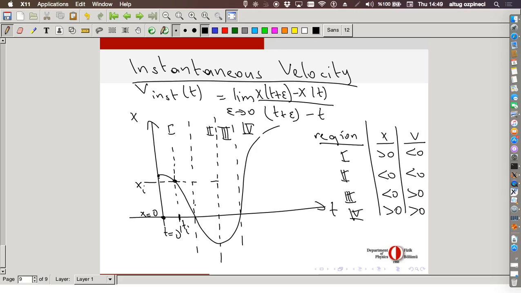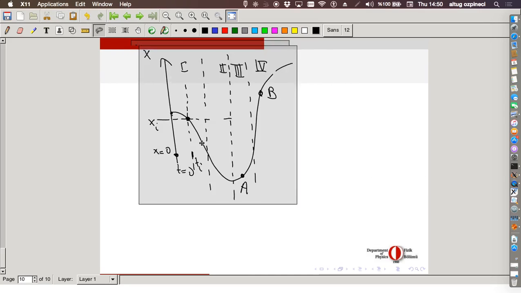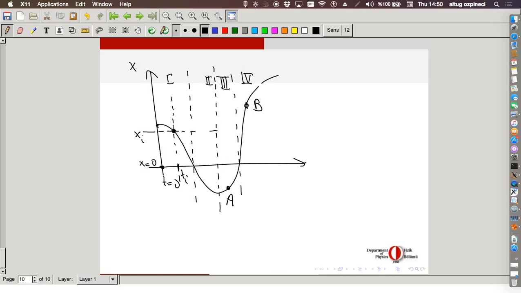Now, let's see. Let me take this point over here, point A, and this point, point B. Now, what we would like to do is calculate the average velocity between those two times. Now, let's look at this triangle. So let's just draw a line connecting point B and point A. This is my line. And from point A, let's draw a horizontal line. From point B, let's draw a vertical line.